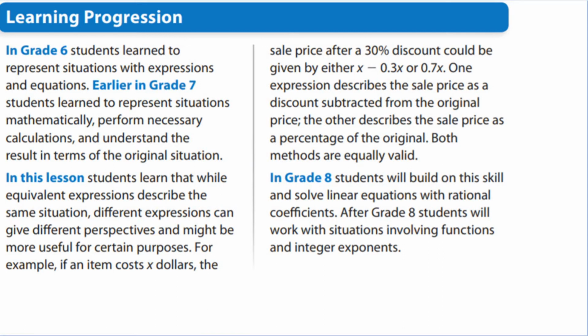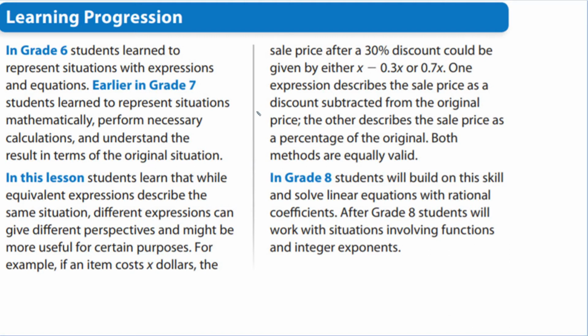For example, if an item costs X dollars, we don't know how much, the sale price after a 30% discount could be given by either X minus 0.3X or 0.7X. Remember, 0.3 is the same as 30%. And the reason they're saying 0.7X is because we always deal with 100%. So you're either subtracting the 30% or you're paying the 70%, which is 0.7X.